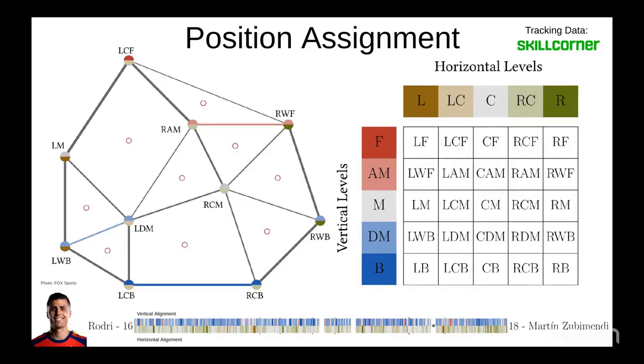I think from this visualization, you can also observe that there are some moments that Rodri drops back to the back line because of the dark blue color, and sometimes goes to the front line because of the light red or red color you can see, but they happen really rarely.